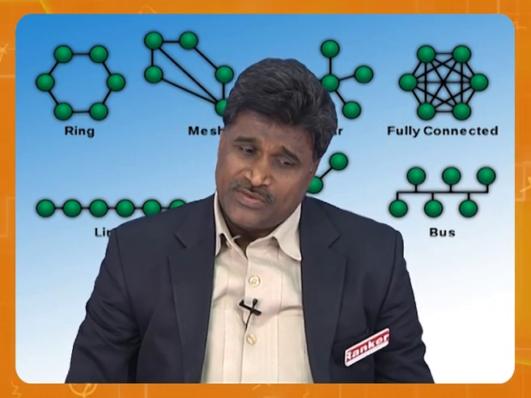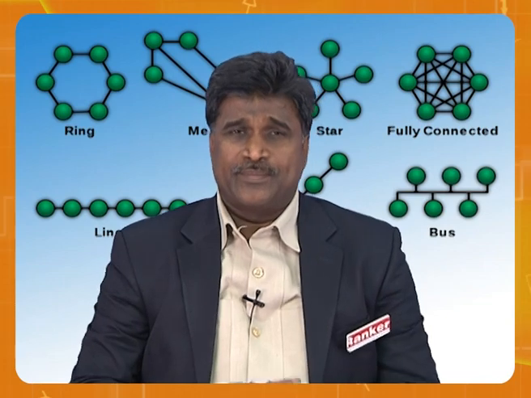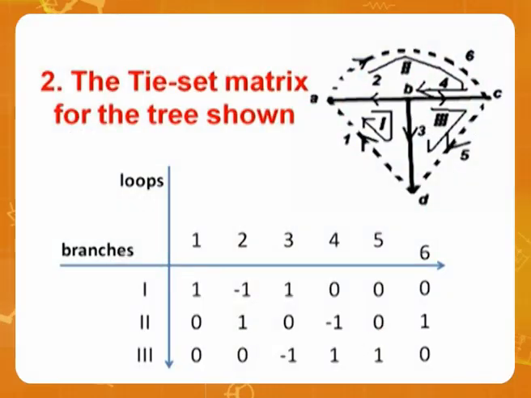Let me illustrate with a problem. This is our second problem, which is to tell how to make this matrix. Look here at the loops and the branches we have taken. Please observe this is loop 1, loop 2, loop 3. Another important observation: this dark line is the tree. The dotted line is the links.